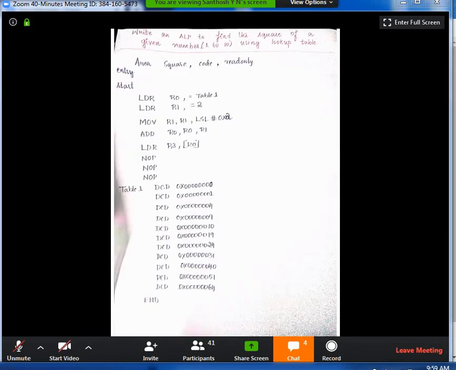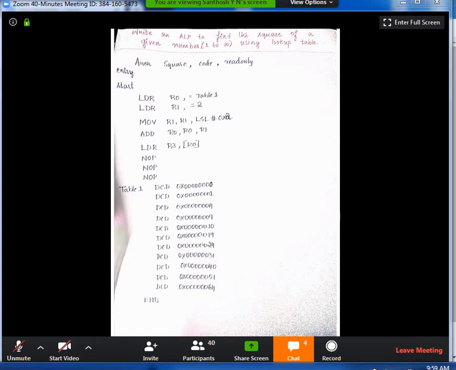So analyze the program once again. I'll repeat it from the beginning, so listen carefully. AREA, Square, CODE, READONLY. So this AREA is a keyword. Square is a name that you can give, whatever you are interested in. Then CODE, READONLY. ENTRY, START.